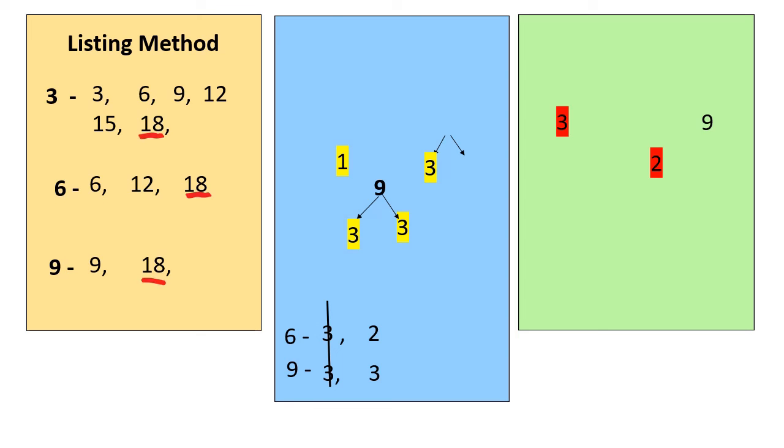How about in prime factorization? So, we have 3. The factors of 3 are 3 and 1. And then, how about 6? We have 3 and 2. And then how about 9? We have 3 and 3. And then you multiply those. So our LCM now is 18.